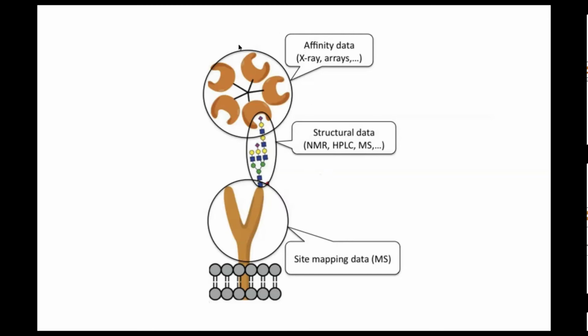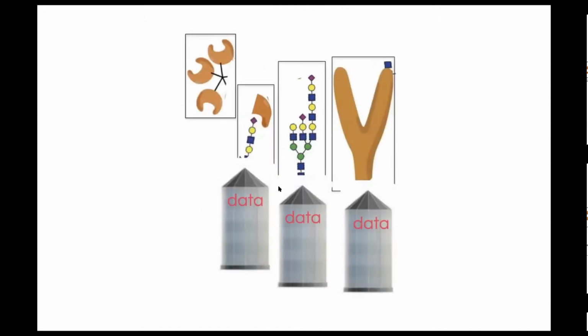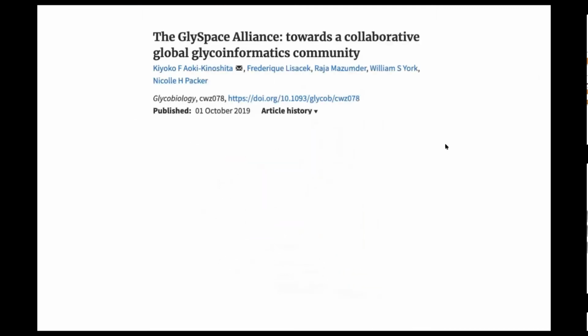And the part on affinity, so which are the molecules and the proteins that recognize the sugars, that bind the sugars, is another side of experiments as well. So as a result, we end up having data put into silos, but not really talking to one another. And so this is what glycoinformatics is trying to solve.